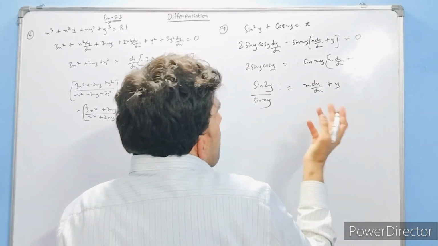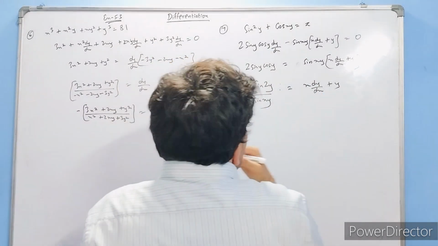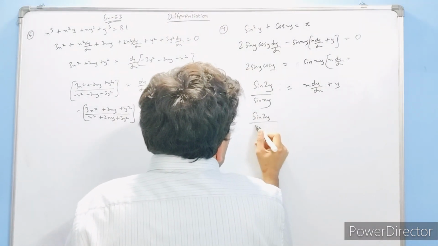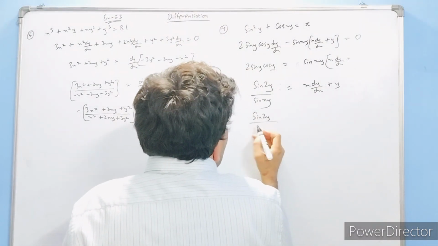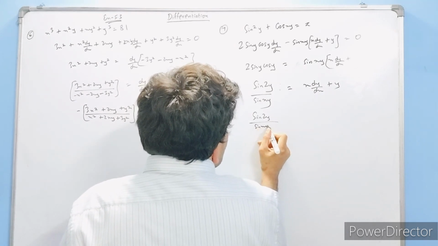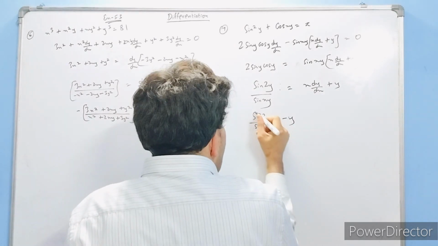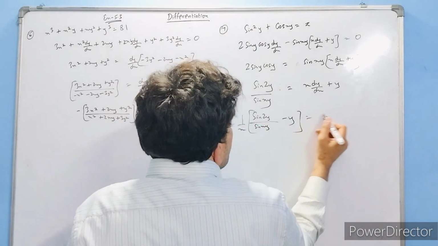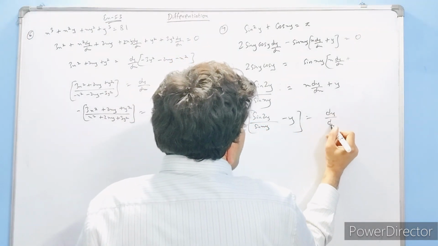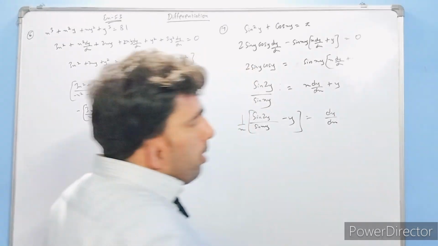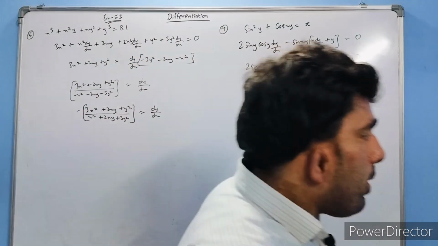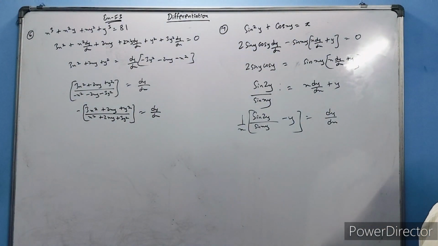So now what we can do is take that side. So we'll have sin 2y upon sin xy minus y, upon x, is equal to dy upon dx. So that is how we try to differentiate an implicit function. Let's move on to the 8th one.